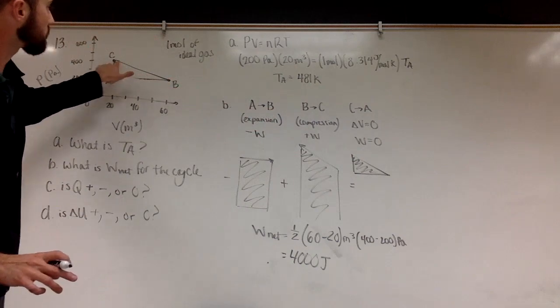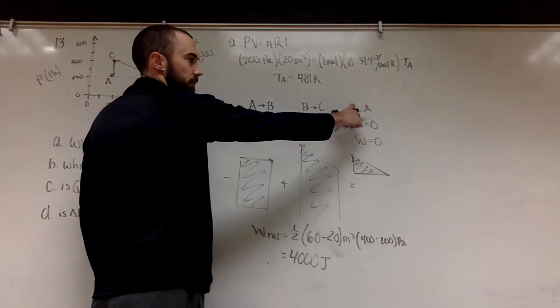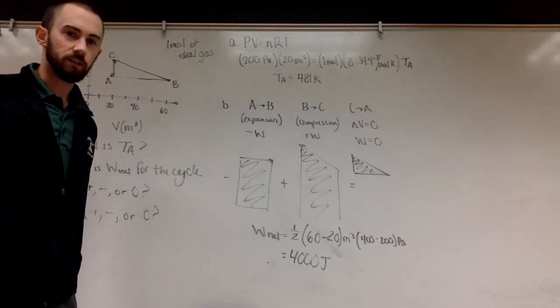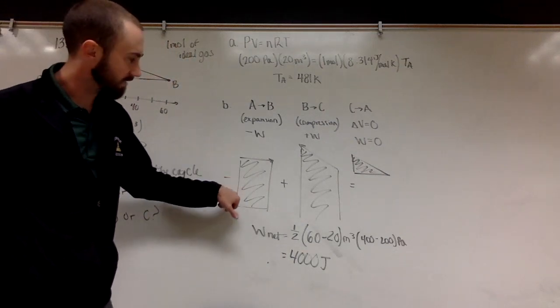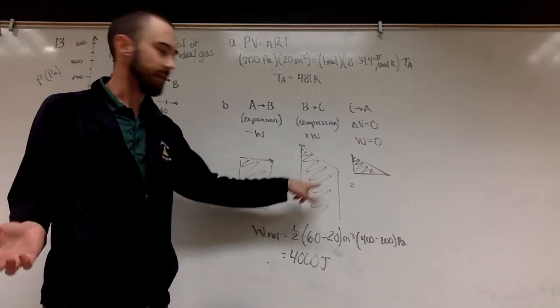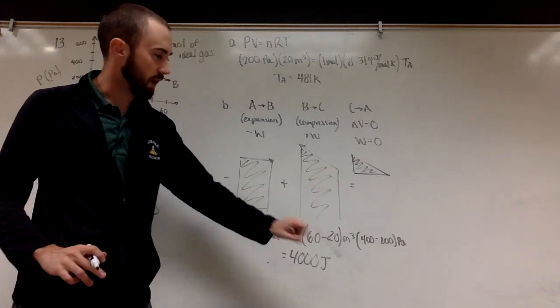For compression, that's step BC, where my volume is getting smaller, but I'm increasing pressure. This is going to be my positive work. For C to A, no work is done because I'm at a constant volume. So what you're left over with is negative this plus positive that gives me this triangle.